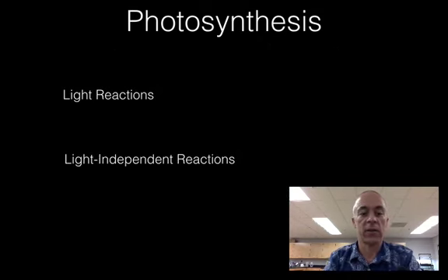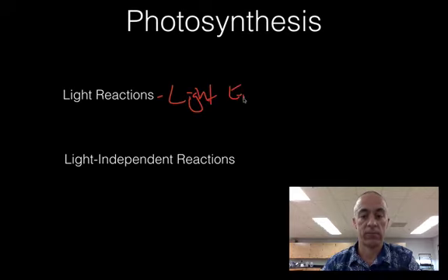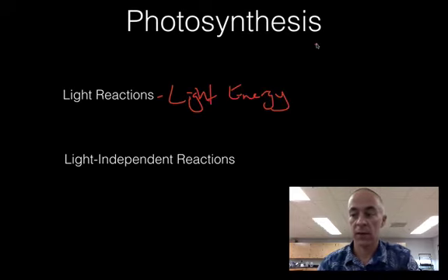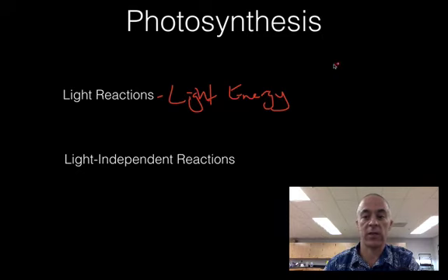And the reaction of photosynthesis is actually broken down into two independent reactions. And so the light reactions, this is when we convert light energy, so sunlight, into chemical energy in the form of ATP and something called NADPH.